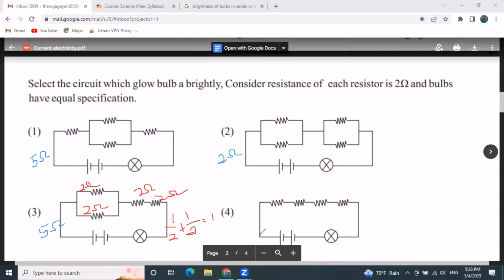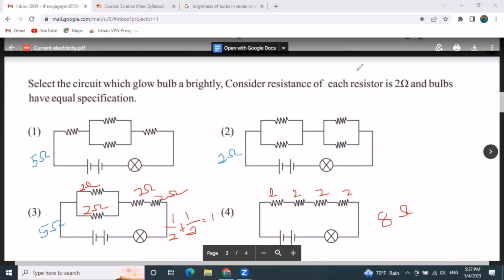Next answer. Next circuit. 2 ohm, 2 ohm, 2 ohm, 2 ohm. All those resistors are combined in the series combination method. Accordingly, 2 plus 2 is 4, 4 plus 2 is 6, 6 plus 2 is 8 ohms.